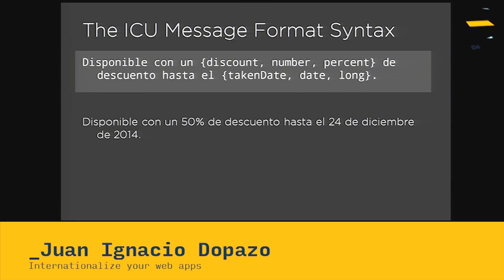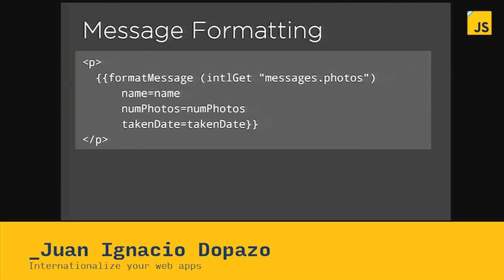Messages already know about numbers and dates, so you also have small helpers as tokens that help you with numbers and dates. And finally, this is an example of how it looks in Handlebars. Again, we have format message, a really simple helper that takes a reference to the actual message in your Handlebars context. And the rest is just a mapping between the values for the tokens and the values in your Handlebars context.